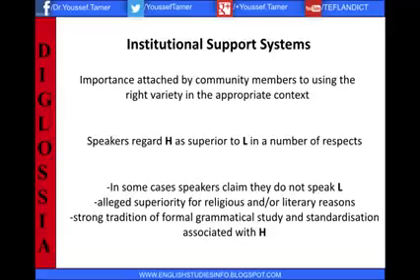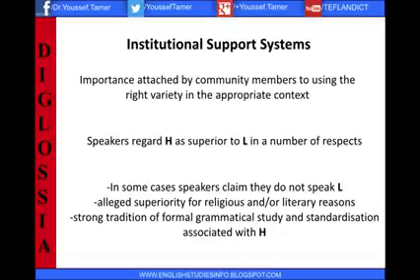And that's what we mean by this statement, okay? Importance attached by the community members. You are members of the community as well, as students, to using the right variety in the appropriate context. Same thing for the teacher. If you are in that Department of Arabic, and he asks you a question, then you have to answer. If you answer in Moroccan Arabic, he won't accept it from you, definitely from a teacher. But if you answer in standard Arabic, he will accept it. That's one of the ways of institutional support system.